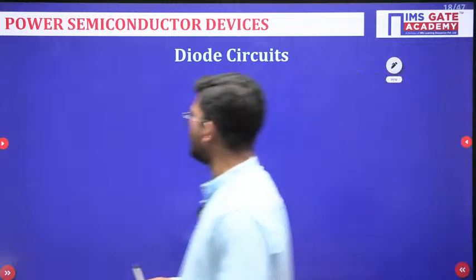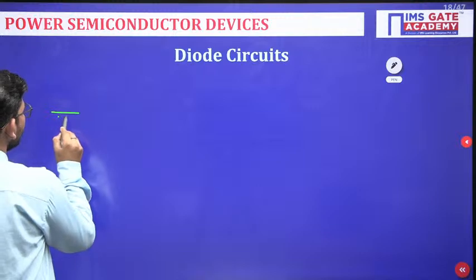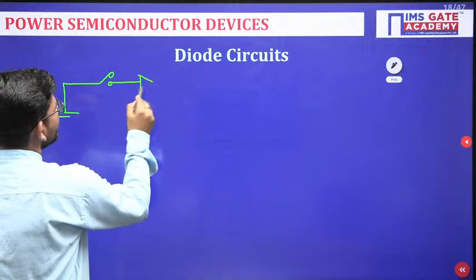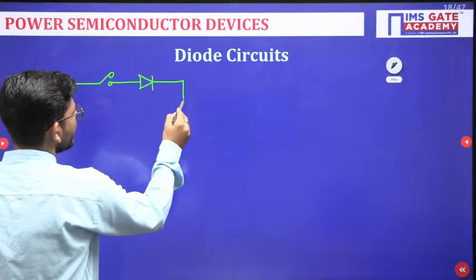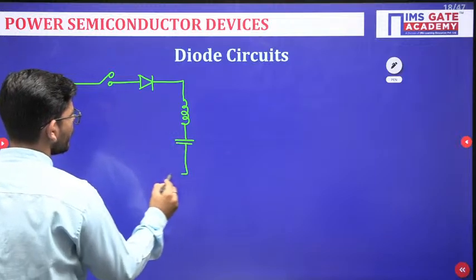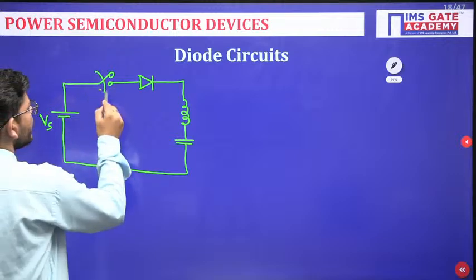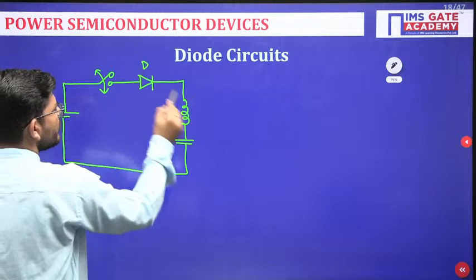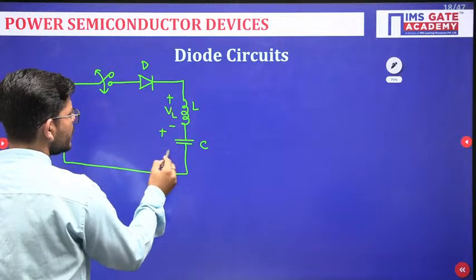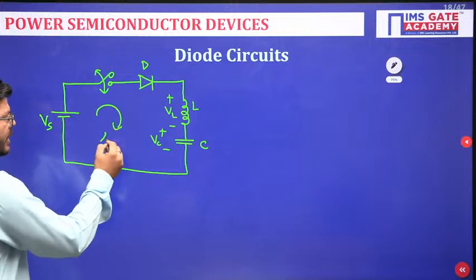Okay, now another important load. Suppose we have an LC load, which is very, very important, and you will see this a couple of times in power electronics. So suppose we have an LC circuit. This is Vs, this is the switch, diode, L and C. This voltage will be the VL voltage, this voltage will be the VC voltage, and the current flowing is I.